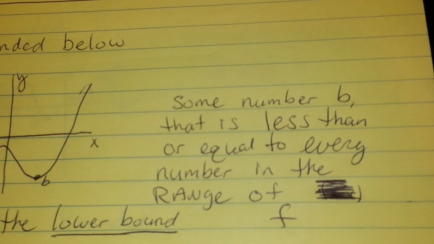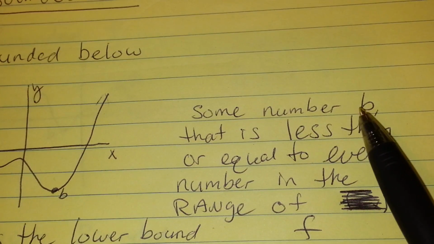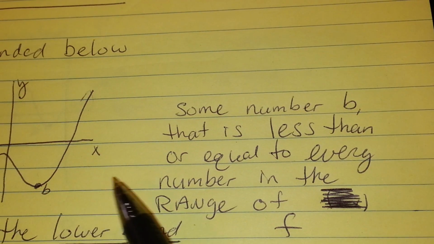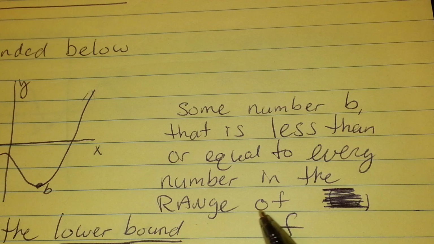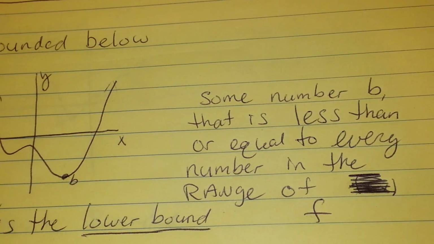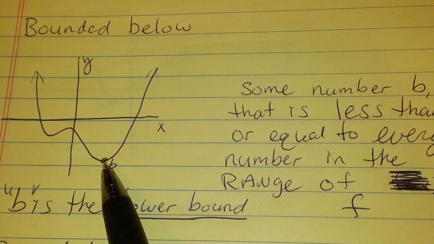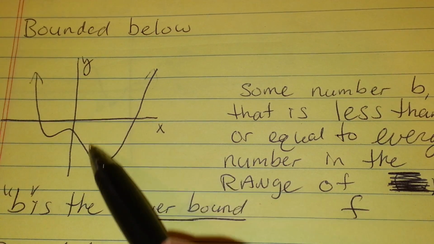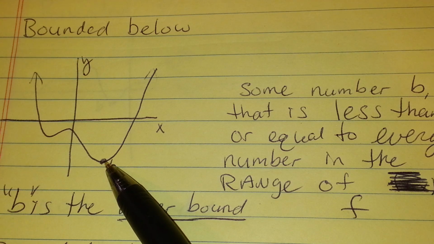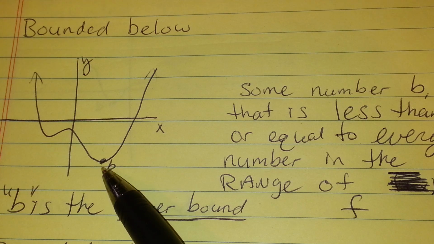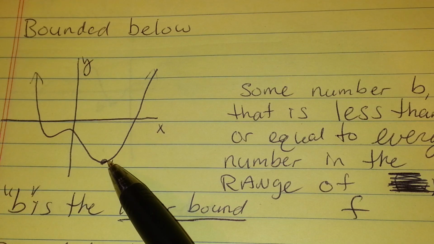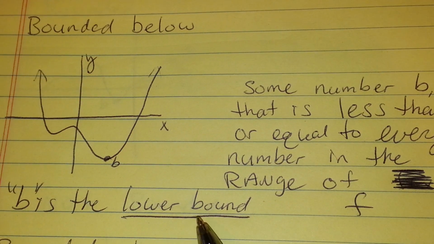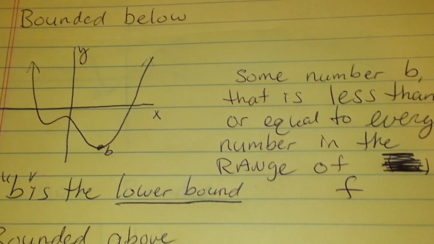Some number b, something would be bounded below. Notice they annotate bounded below with a little b, okay? If it is less than or equal to every number in the range of my function f, then this little b is less than or equal to every output in this whole function. That means it's not getting any lower than this b. That's like a lower boundary, okay? It's bounded below, but it's not bounded above. The little b is the lower bound, okay?